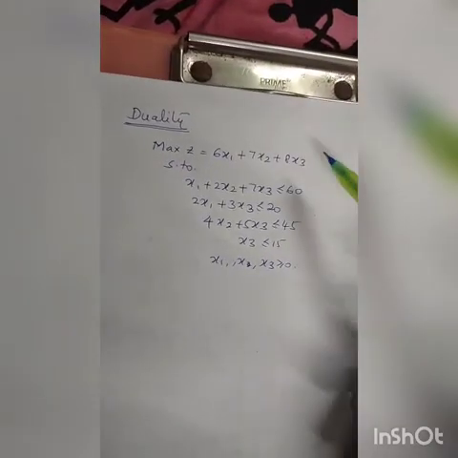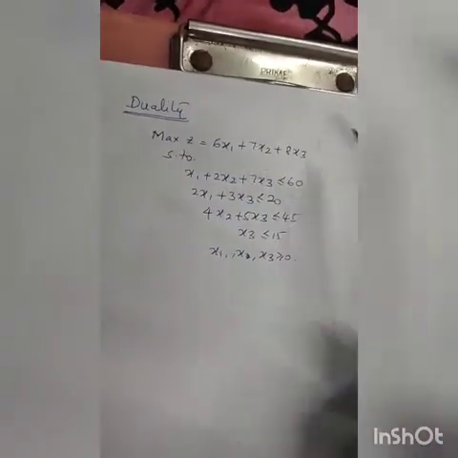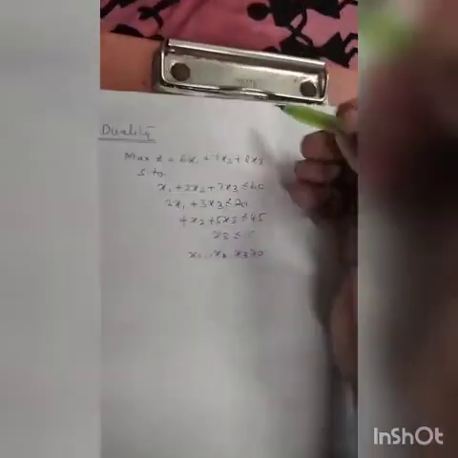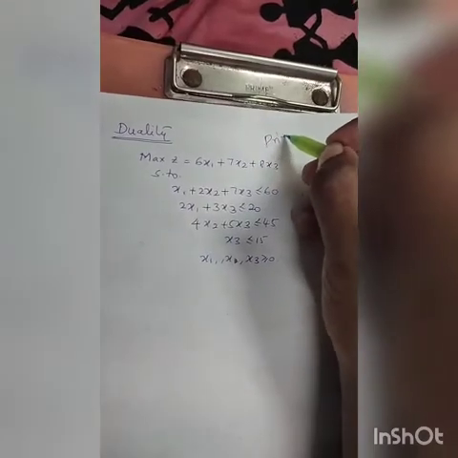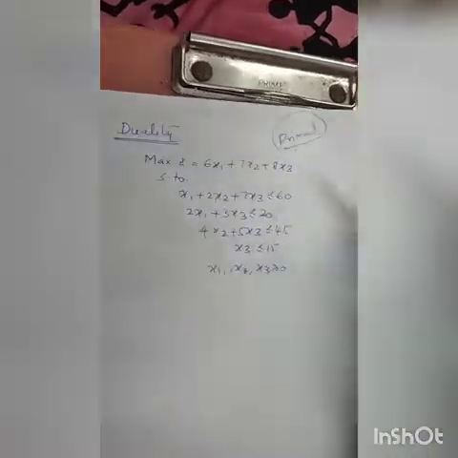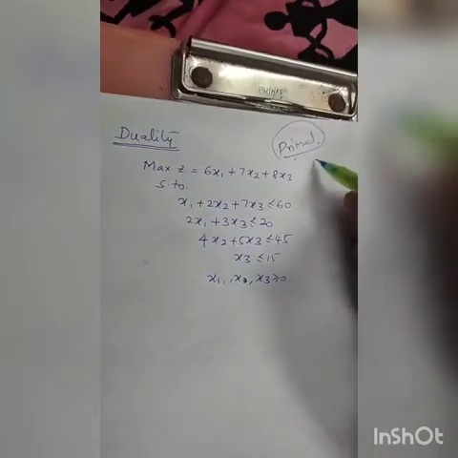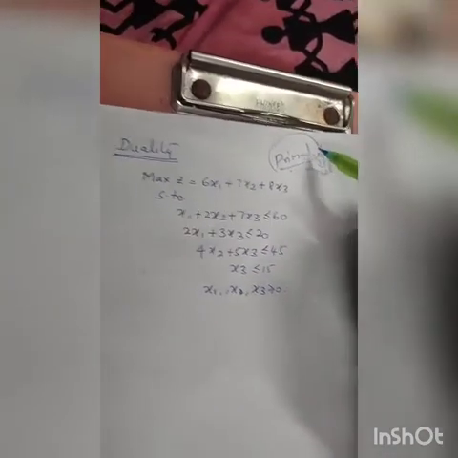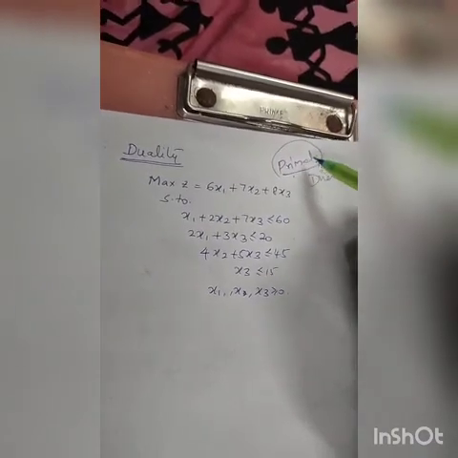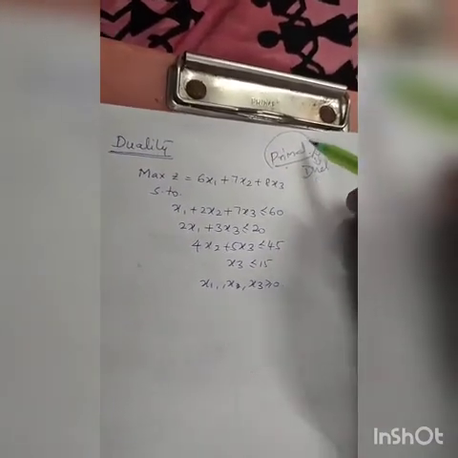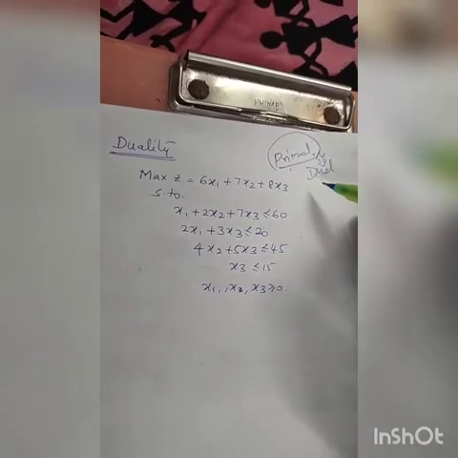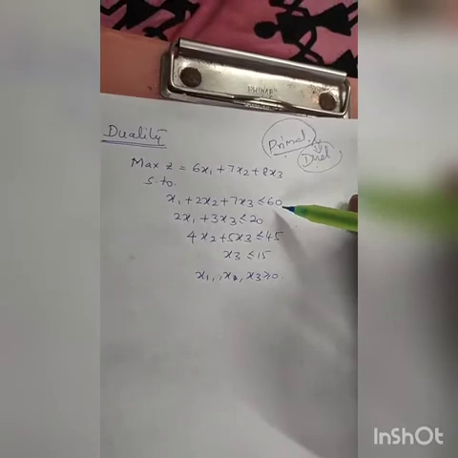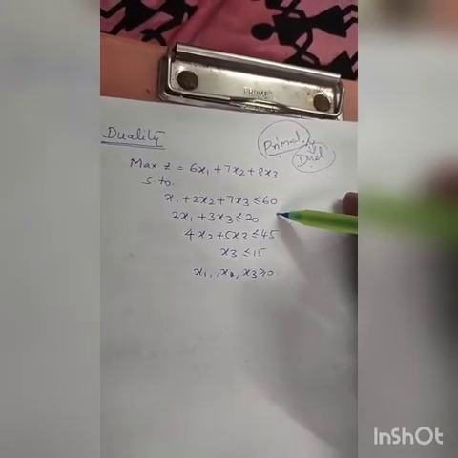Okay, now we'll see duality. This is a problem where we are going to find the dual for this problem. This is called a primal problem. A primal and a dual are mirror images. So if you find the answer for one of them, you can find the answer for the other also. It is like a mirror image problem. Okay, so this is a primal problem. We are going to now find the dual.